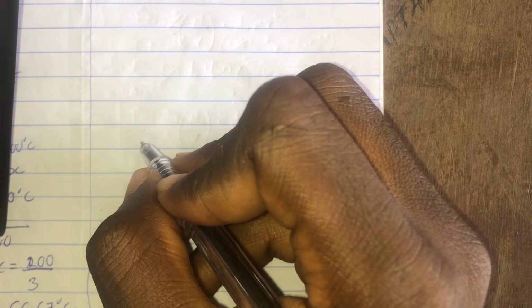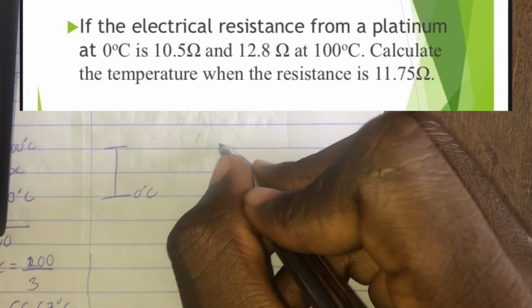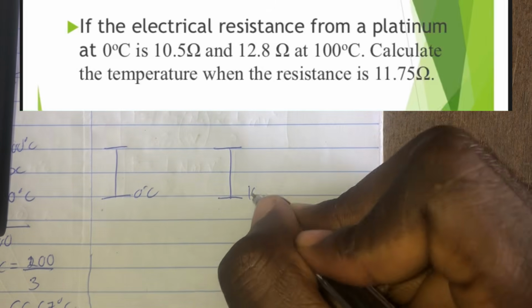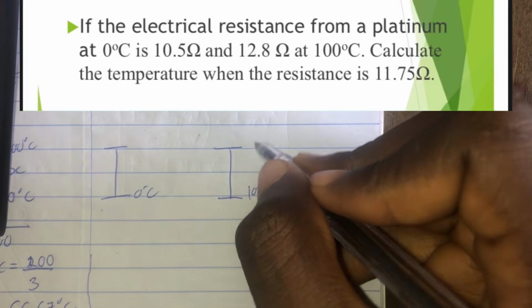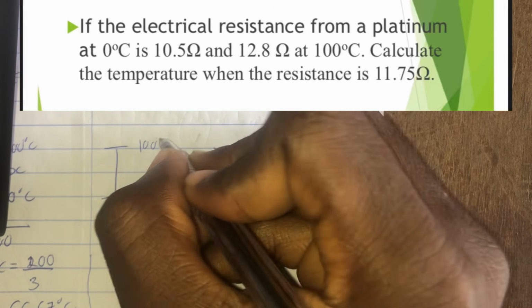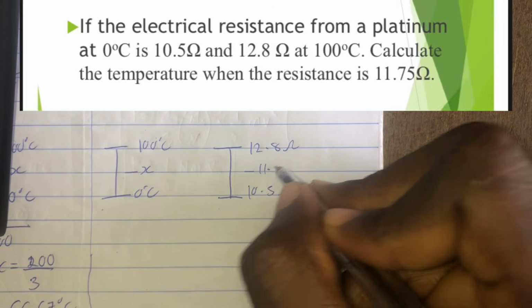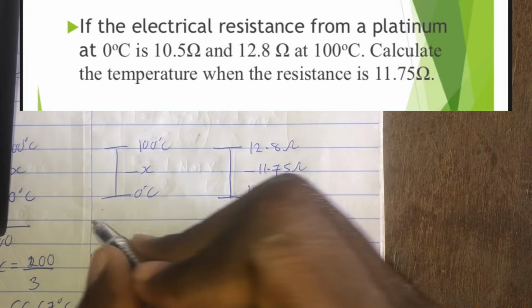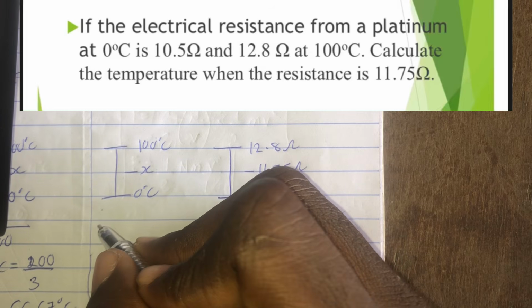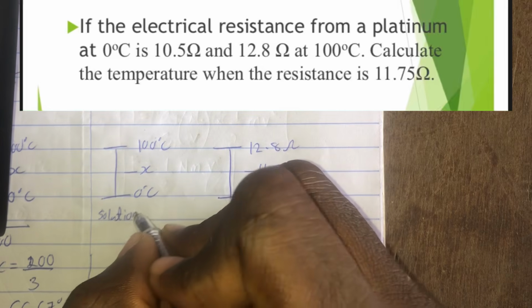So another kind of question like that, as you can see, is projected on the screen. They said if the electrical resistance of a platinum at 0 degrees Celsius is 10.5 ohms, and 12.8 ohms at 100 degrees Celsius, calculate the temperature when the resistance is 11.75 ohms. So just like the last question we did. What you should know about this is that they repeat questions from the slides. So that's why I'm solving this, so you'll be familiar with questions like this. We've not gotten to the real deal, this is just the easy part.